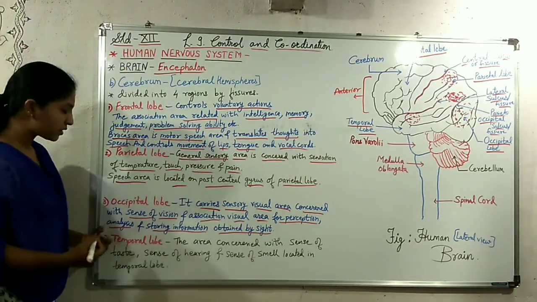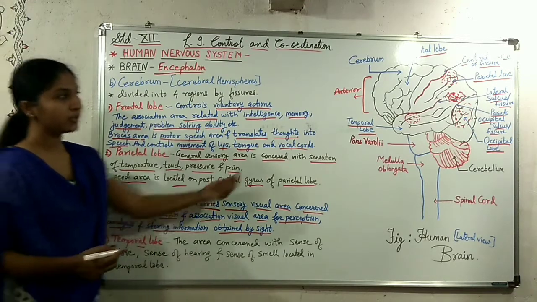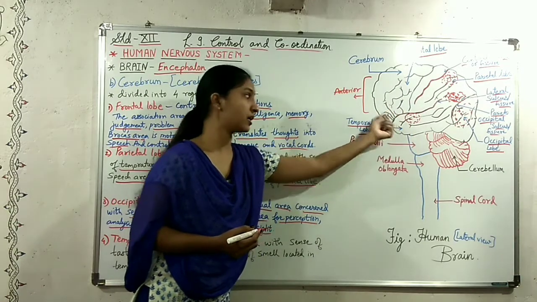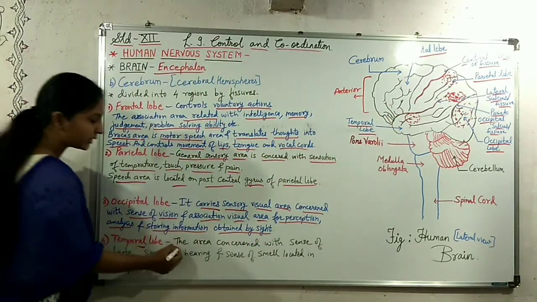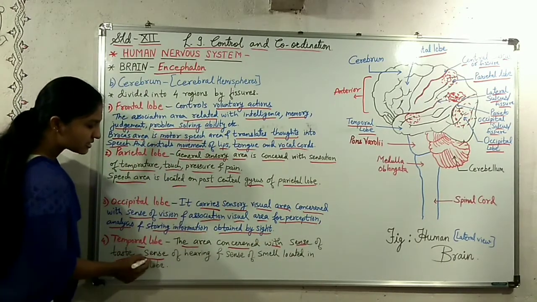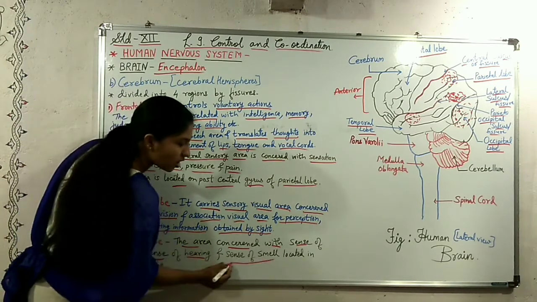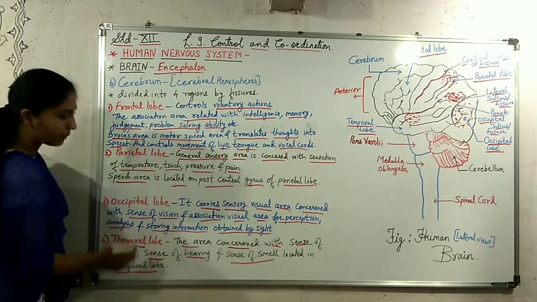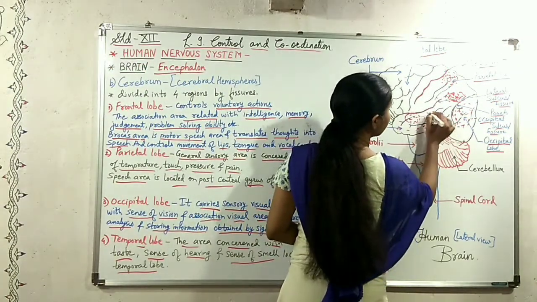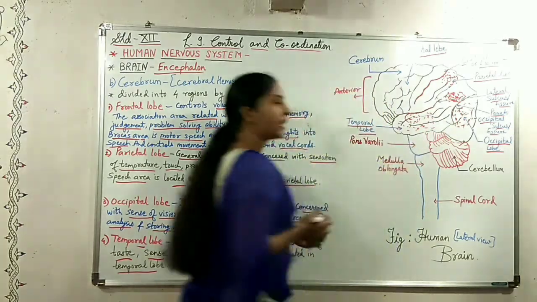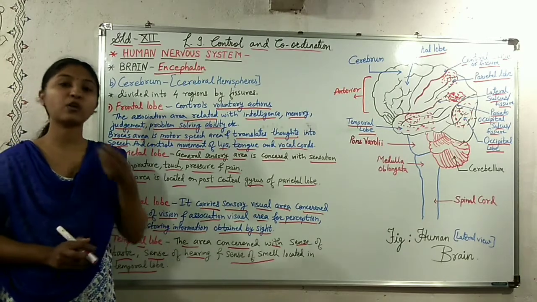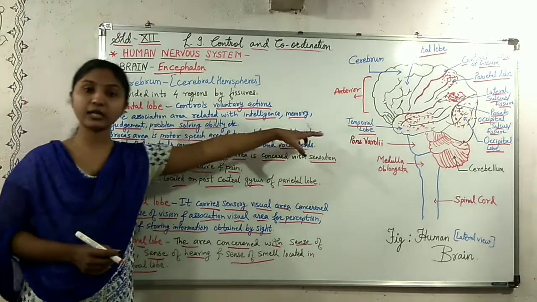The fourth part which we saw is the temporal lobe. The anterior side of the brain is the temporal lobe. The area concerned with the sense of taste, sense of hearing and sense of smell is located in the temporal lobe. So here in the temporal lobe, the area responsible for the sense of smell, for the sense of hearing, and for the sense of taste is located.